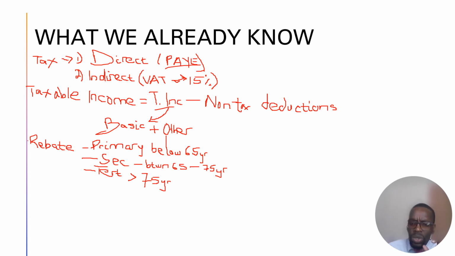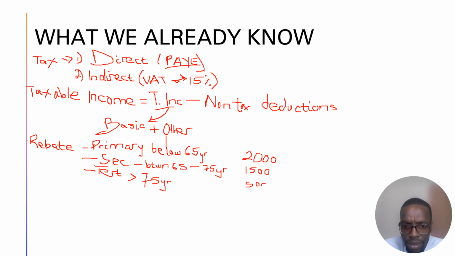But this is what you now need to understand. This rebate table is cumulative. For example, let's say the primary rebate qualifies for a tax relief of 2,000. I'm just going to use 2,000 as an example so that I can clarify what I'm saying. Then let's say the one in secondary qualifies for a tax relief of 1,500, and the one in tertiary qualifies for a tax relief of 500.